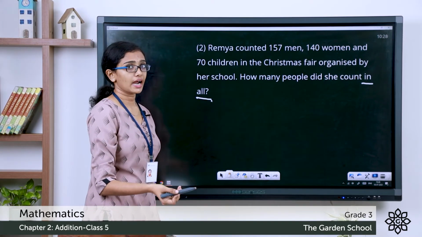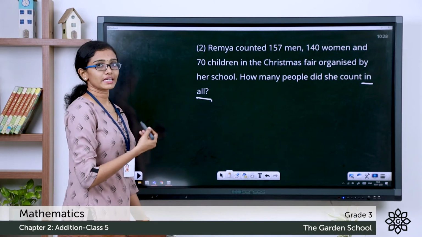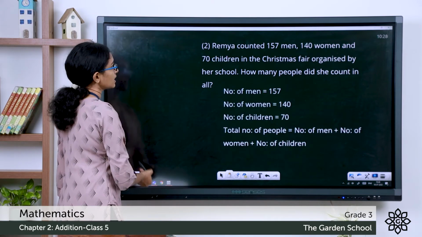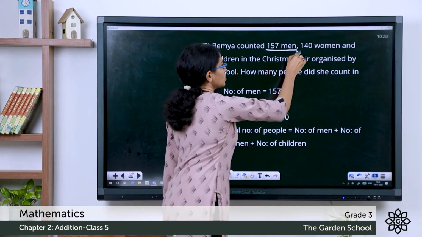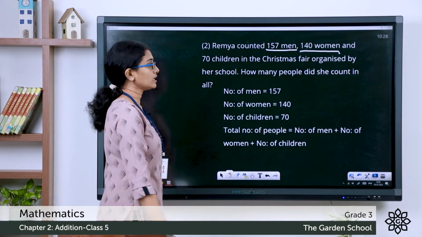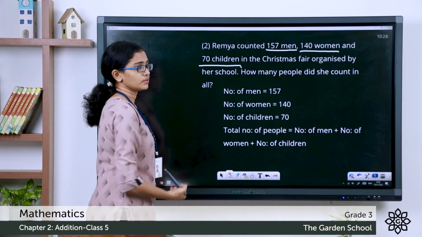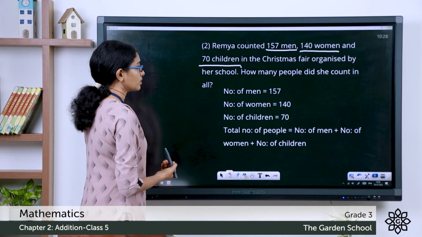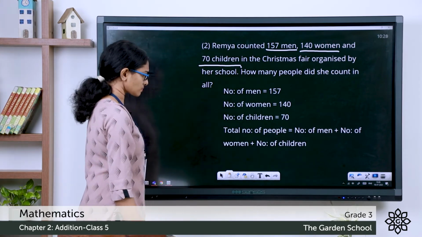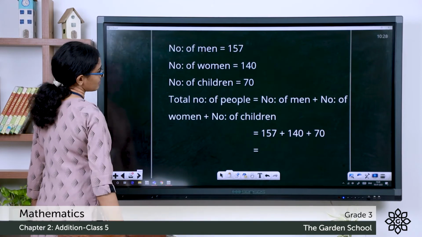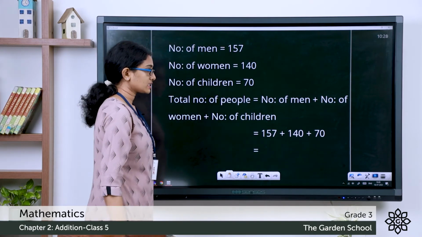In all means add or addition. So, here also it's an addition word problem. So, let's write down the steps with the given data. So, how do we write the steps? The number of men equal to 157 men. The number of women equal to 140 women. The number of children equal to 70. Now, the total number of people that Ramya counted equals number of men plus number of women plus number of children. Now, let's substitute the numbers. It is equal to 157 plus 140 plus 70.